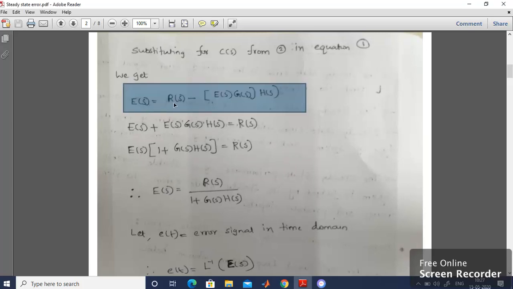Right now, you need to substitute equation number 2 in equation number 1, so that equation number 1 can be modified as E(s) equal to R(s) minus E(s) into G(s) into H(s). Similarly, you can move the RHS term, E(s) into G(s) into H(s), towards the LHS. Therefore, LHS can be modified as E(s) plus E(s) G(s) H(s), and RHS will be R(s).